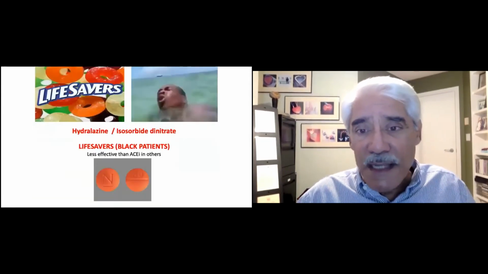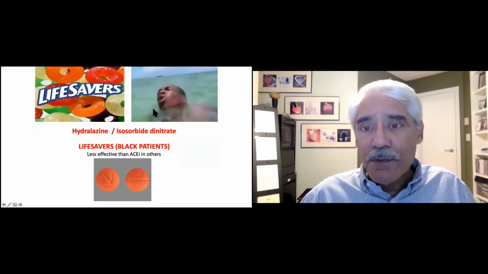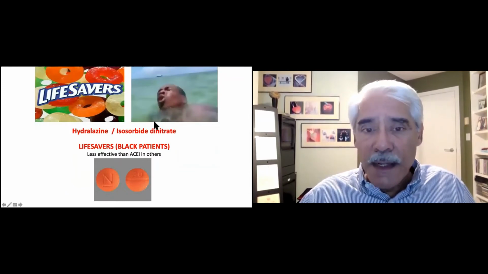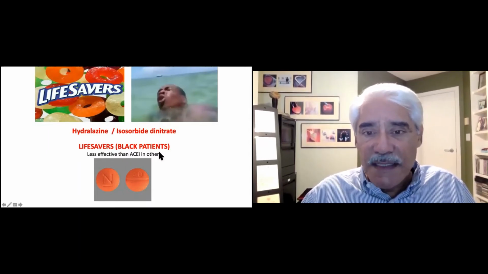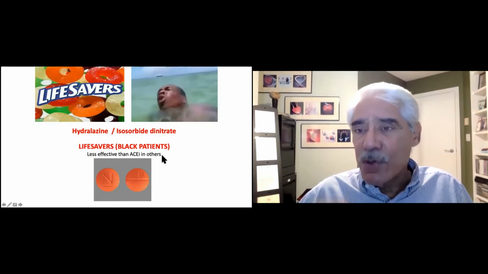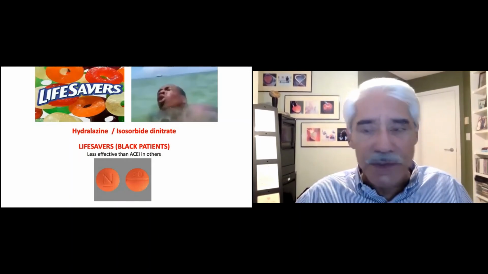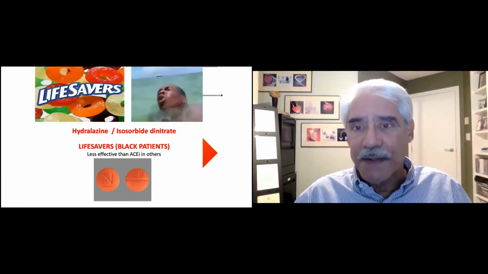So hydralazine isosorbide dinitrate improves survival, particularly in Black patients, and is considered a lifesaver, but it is less effective than ACE inhibitors in non-Black patients. So it has a subgroup benefit.